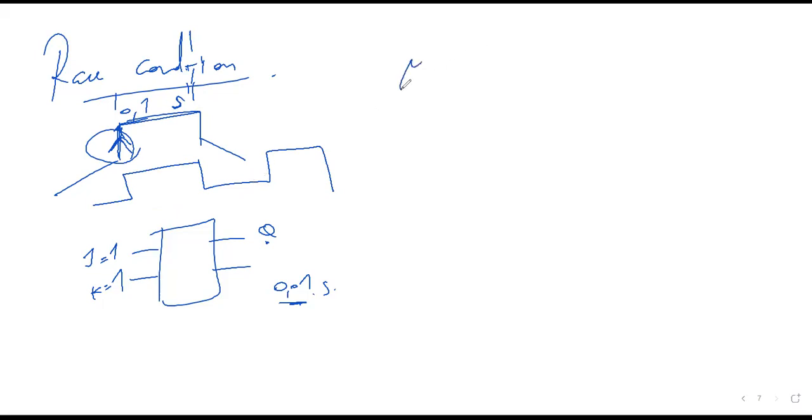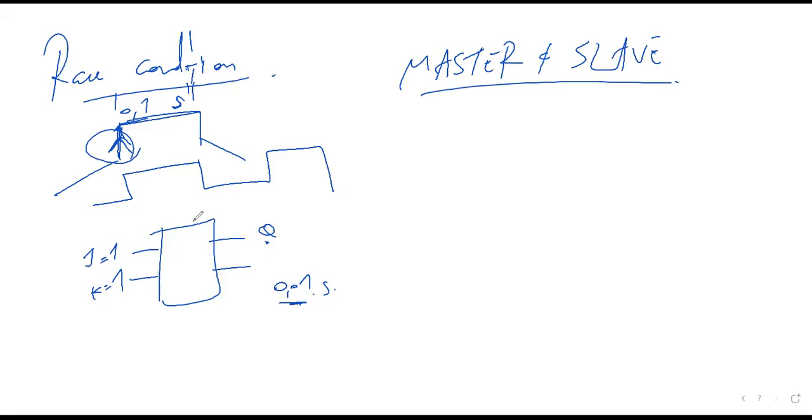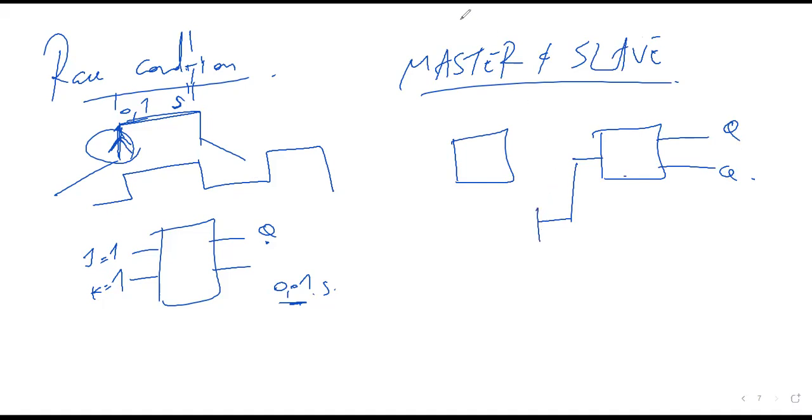Another way, we have the master and slave. What happens with the master and slave? One JK, another JK, Q, Q bar. There's something that happens to the clock. The clock is complemented. This is my clock. Inputs J and K. Here I have QM and QM bar.